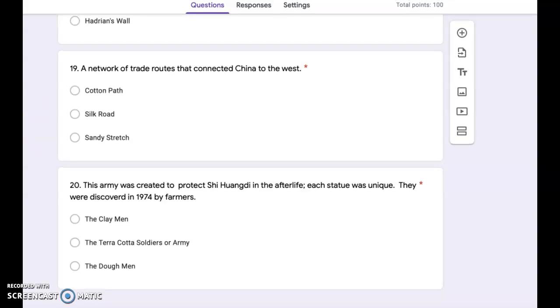Number 19, a network of trade routes that connected China to the west, Cotton Path, Silk Road, Sandy Stretch. And number 20, this army was created to protect Shi Huangdi in the afterlife. Each statue was unique. They were discovered in 1974 by farmers. The clay men, the terracotta soldiers or army, or the dough men.